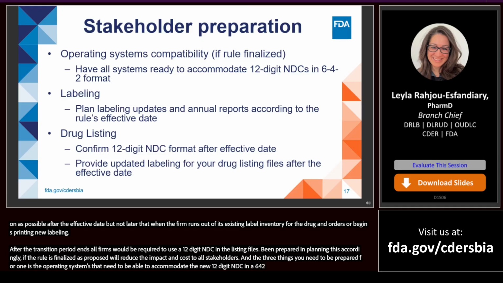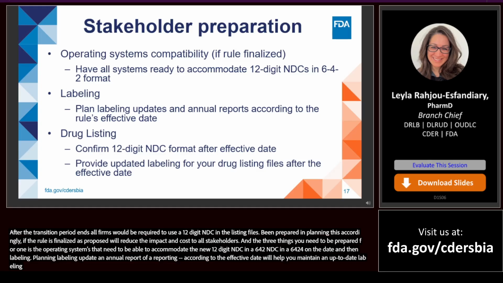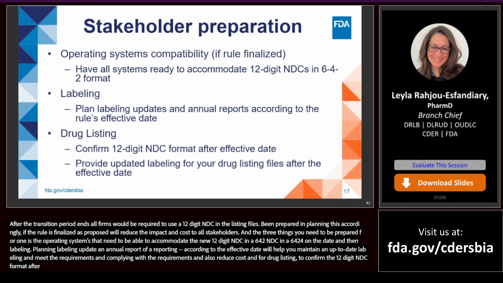And then labeling, so planning labeling update and annual report according to the rule's effective date will help you maintain up-to-date labeling and meet the requirements, and also reduce cost. And also for drug listing, to confirm the 12-digit NDC format after the effective date and provide updated labeling for your drug listing file when those updates are required in your drug listing.